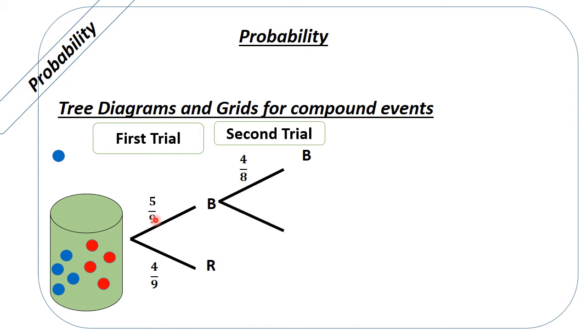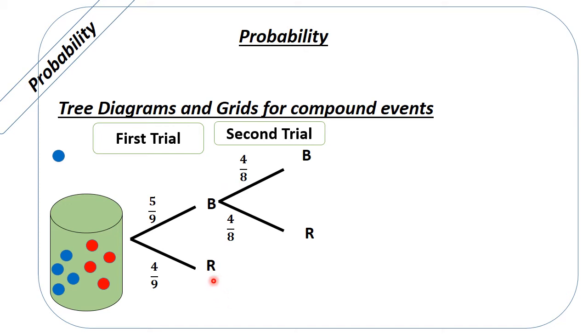What about the number of red balls? So the number of red balls are still the same, there are 4, but the total number of balls have reduced by 1. So probability of getting a red ball, if in the first round we got a blue ball, it's 4 over 8. Again, if you see, when you add these two, they are going to give you 1.